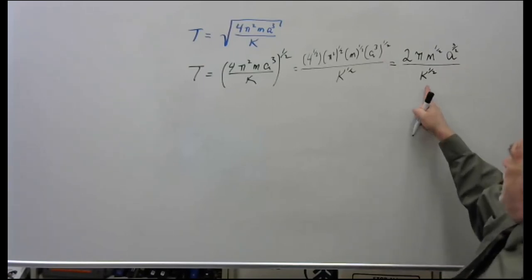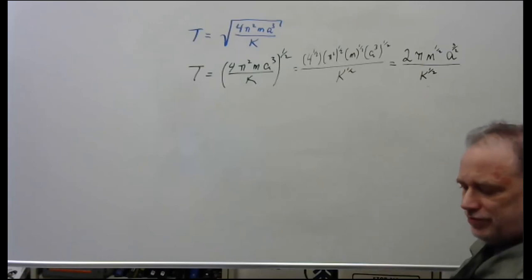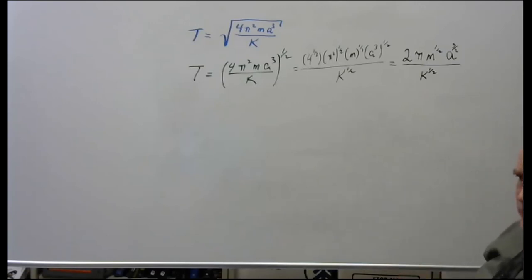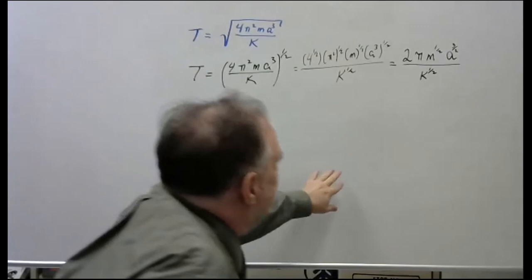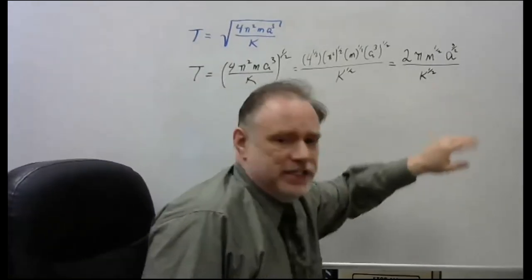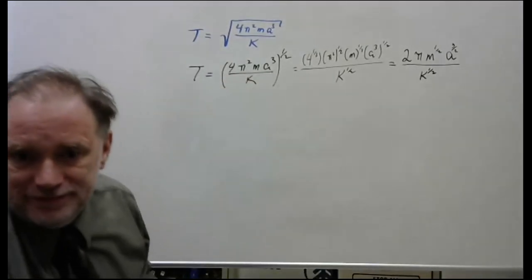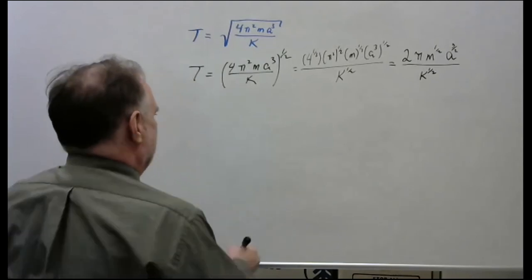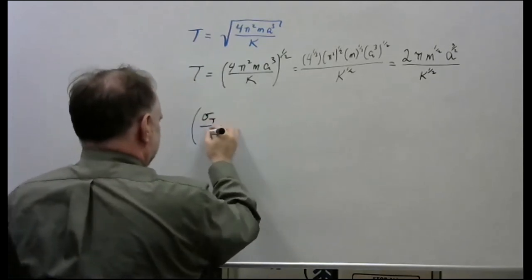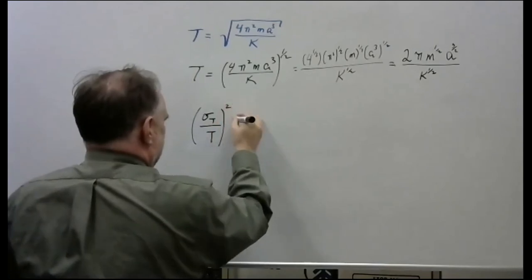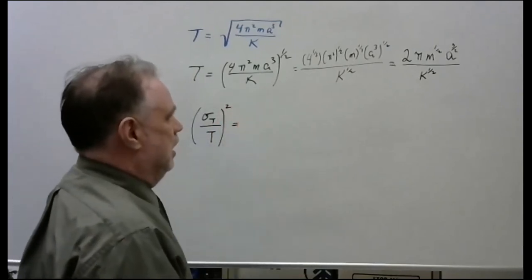Now, there's one more thing we can do with this to make it even nicer. However, it doesn't actually matter, and I'll talk about that in a moment. So now we're going to use this form right here to write our big sigma formula. So I go sigma t over t squared, right?